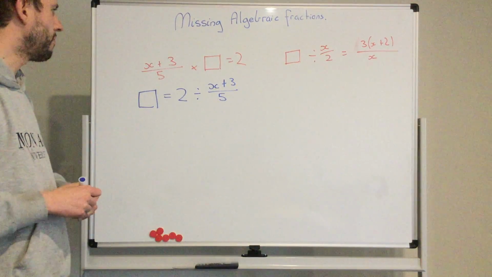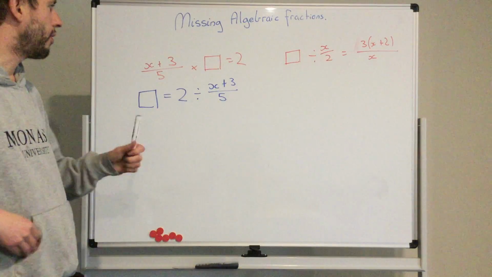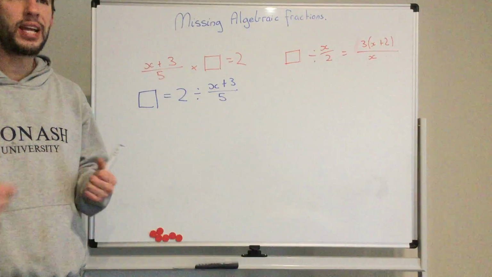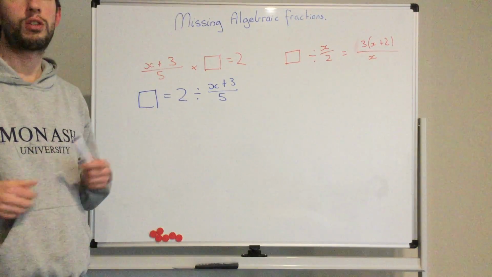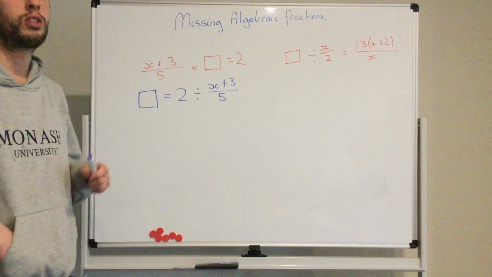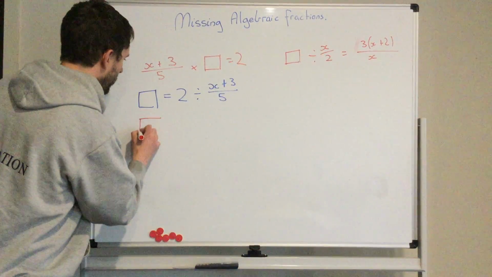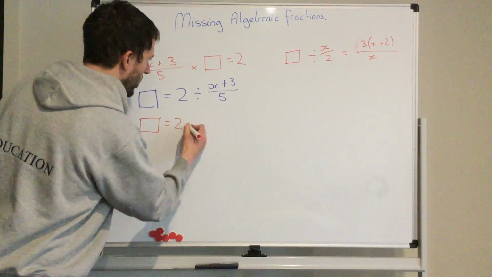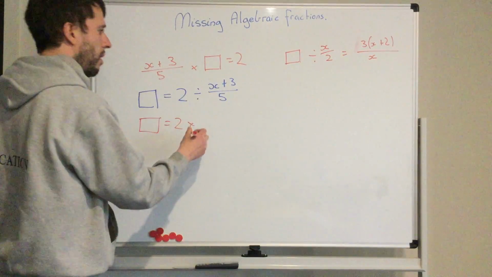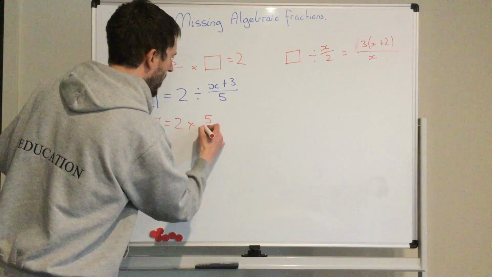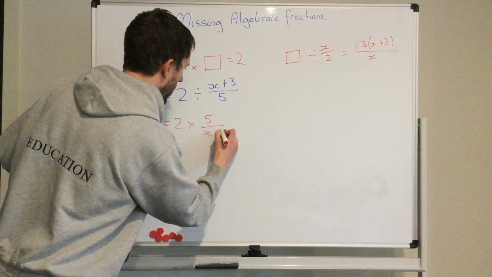Now that I've done that, the next thing I'm going to be thinking about is when I'm dividing by a fraction, to make it easier for us to work out, we are going to change it to multiplication. And the way we do that is that we are multiplying, so we are flipping that fraction. And it becomes 5 over x plus 3.